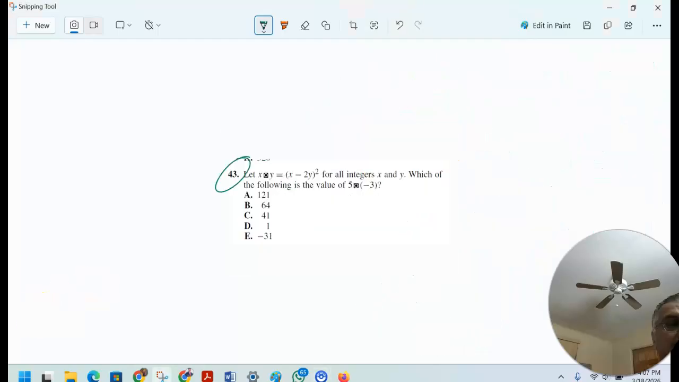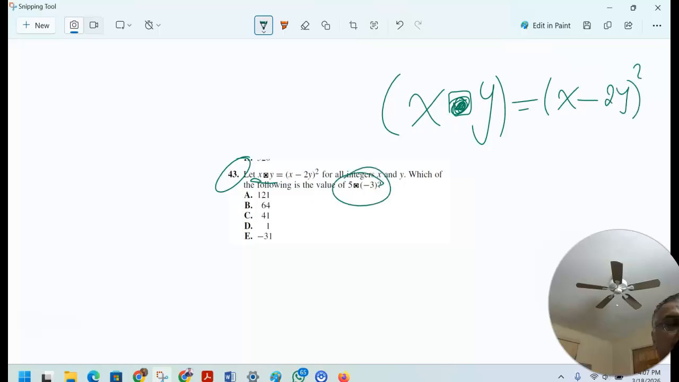Question number 43 says, now this is like a Boolean algebra it is called. This operation has a meaning: whatever x and y, when you do that operation you see as a square with a circle, it only means the difference between the first one and double of the second, squared. Now, if x is 5 and y is -3, you plug in 5 here and minus 2 times -3, because your y is -3.